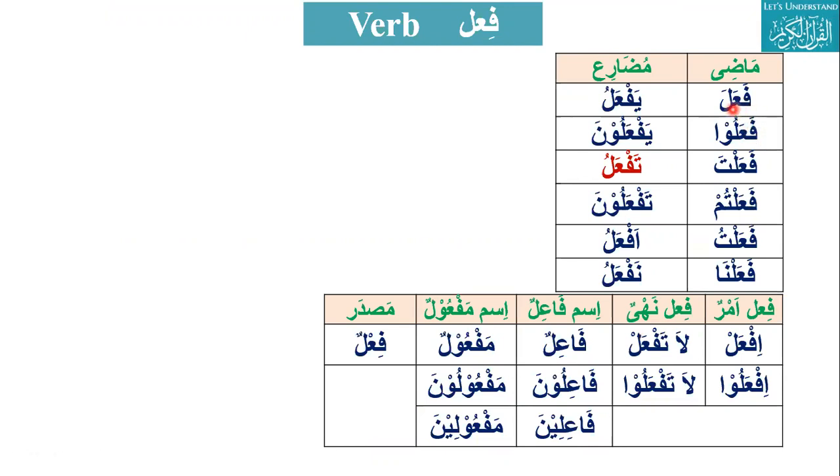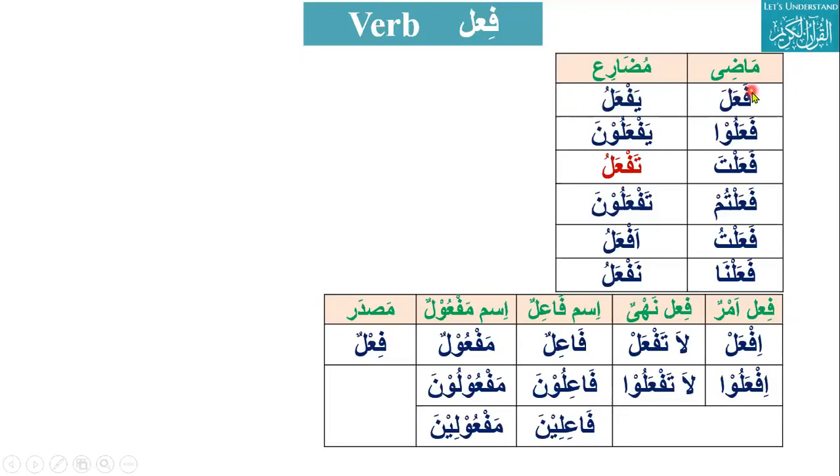Manal, can you do this fa'ala? Fa'ala means? Fa'ala, fa'alu, fa'alta, fa'altum, fa'altu, fa'alna. Yaf'alu, yaf'aluna, taf'alu, taf'aluna, af'alu, naf'alu. If'al, la taf'al, if'alu, la taf'alu, fa'il, fa'ilun, fa'ilin, maf'ul, maf'ulun, maf'ulin, fa'il. Very good. So that was the construction of fa'ala.